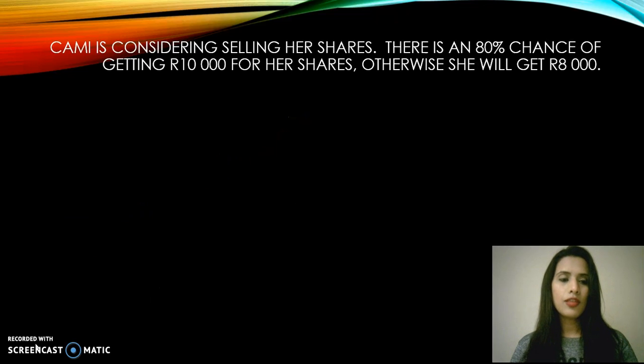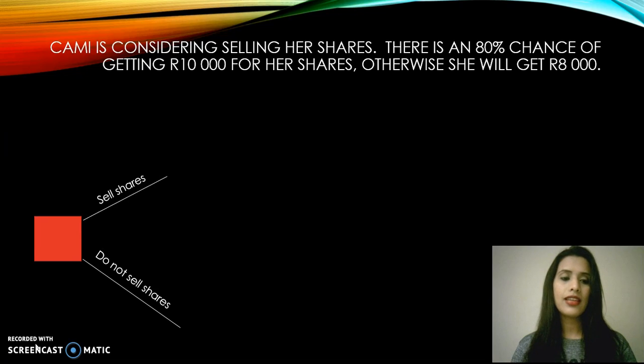The last example that we're going to do is Cami is considering selling her shares. There's an 80% chance of her getting 10,000 rands for her shares, otherwise she will get 8,000 rands for her shares. So we're going to begin by drawing a square. The one branch would be to sell her shares, and the next branch not to sell her shares.